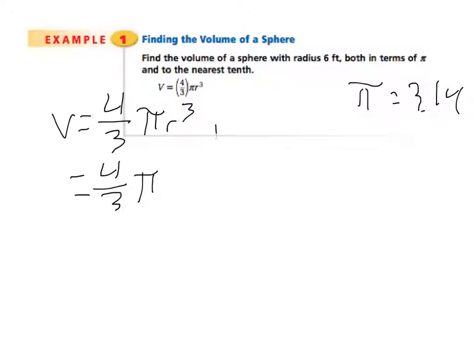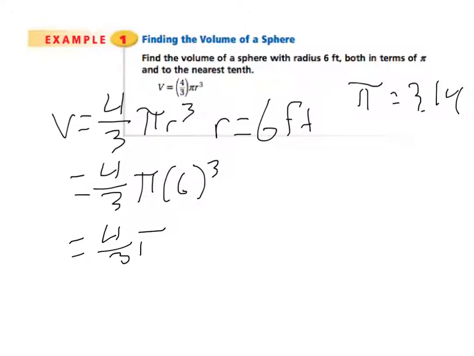Remember what I said? Always write down what the radius is. The radius is 6 feet. So 4/3 pi 6 cubed. And then we get 6 cubed to be 216.